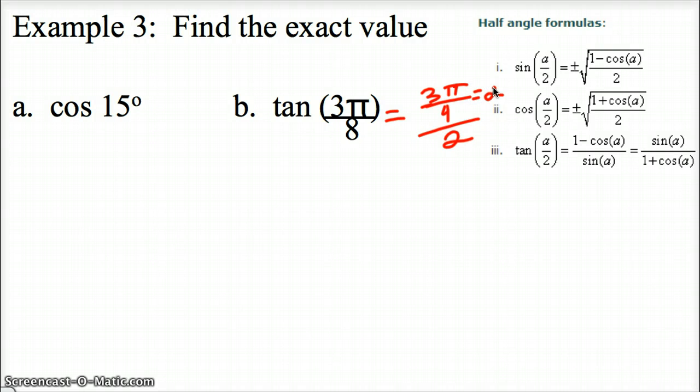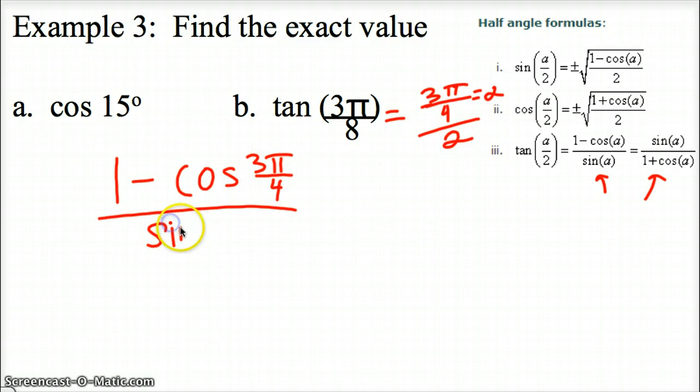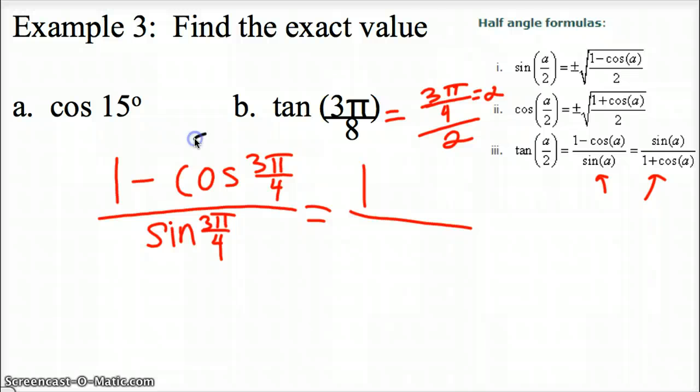So I'm going to be working with one of these formulas. It won't really matter which one I choose in this case because I'm not necessarily verifying an identity. So I'm just going to work with cosine. I'm going to work with the first one, all over sine of 3 pi over 4. And I'm going to replace what I know about cosine of 3 pi over 4 and sine of 3 pi over 4. Cosine of 3 pi over 4 is negative square root of 2 over 2.